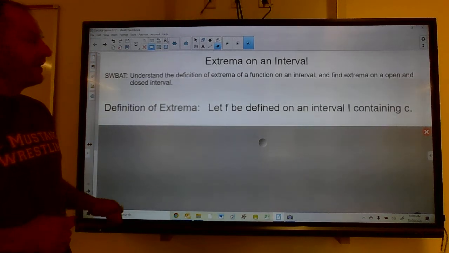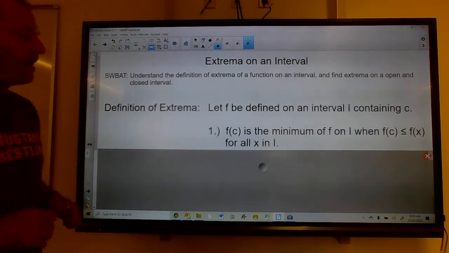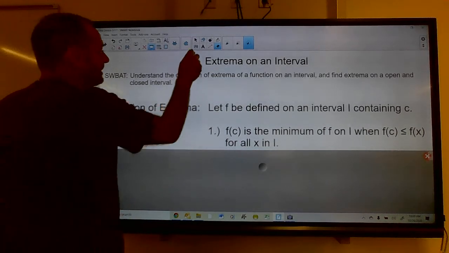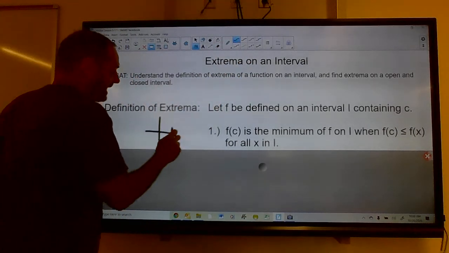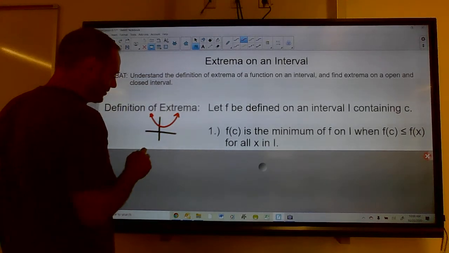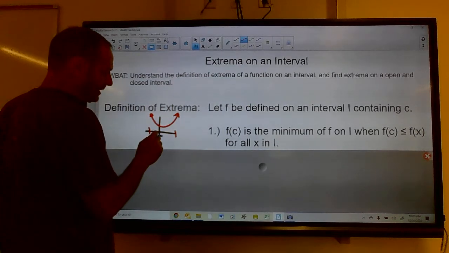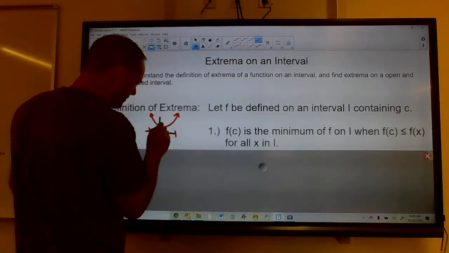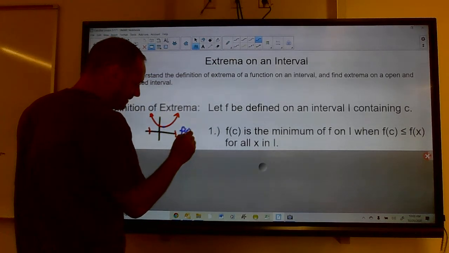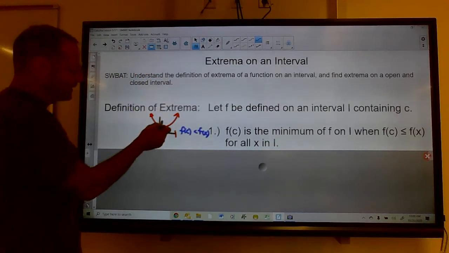Let f be defined on an interval I containing the point C. Then f of C is the minimum of f on I when f of C is less than f of x for all x's in I, which basically means this. If you were to graph this, you had something like this. Here's your interval from here to here, and C is somewhere in here. F of C would be a minimum, so we'd have a minimum right about here, if f of C is less than f of x for all x's. So you can see that that's a minimum.